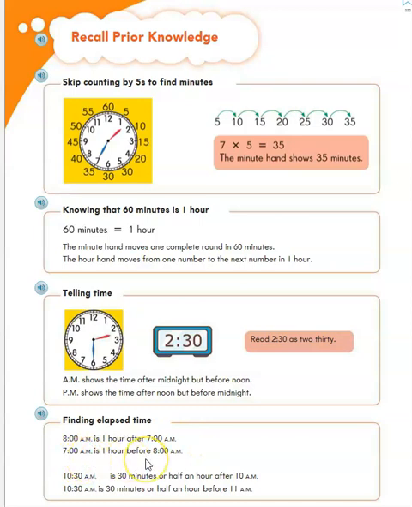10:30 a.m. is 1 hour before 8 o'clock a.m. 10:30 a.m. is 30 minutes or half an hour after 10 a.m. And 10:30 a.m. is 30 minutes or half an hour before 11 a.m.